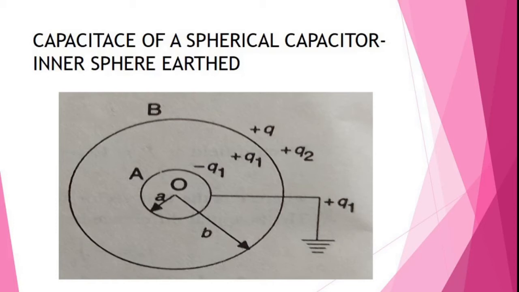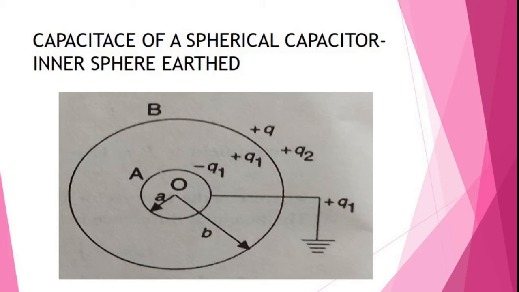Now on the inner surface of B there is charge plus q1. Due to the presence of this charge, an equal and opposite charge is induced on the outer surface of A, that is minus q1 is induced, and it is called a bound charge because this charge is induced due to the presence of the other charge, plus q1. So minus q1 is the induced or bound charge on the outer surface of A.